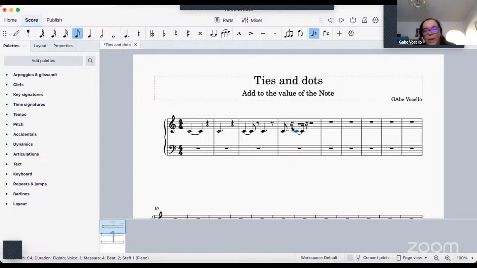So therefore you augment the value of the note. So now let's do some exercises. First, let me change here the key signature, sorry, and the time signature.